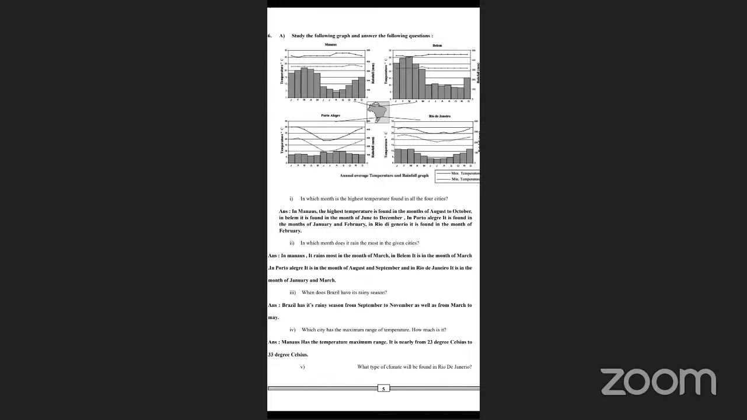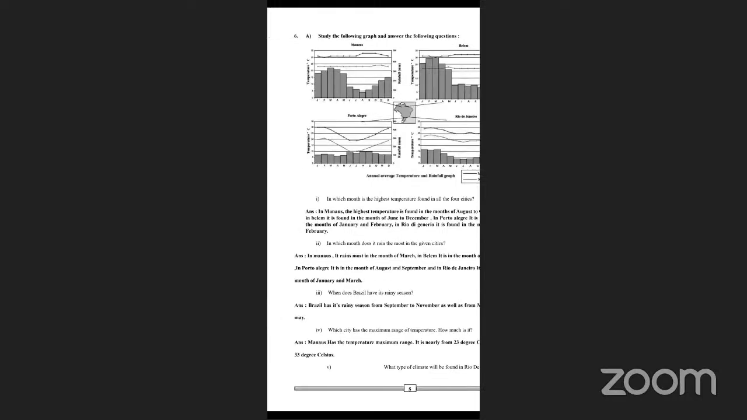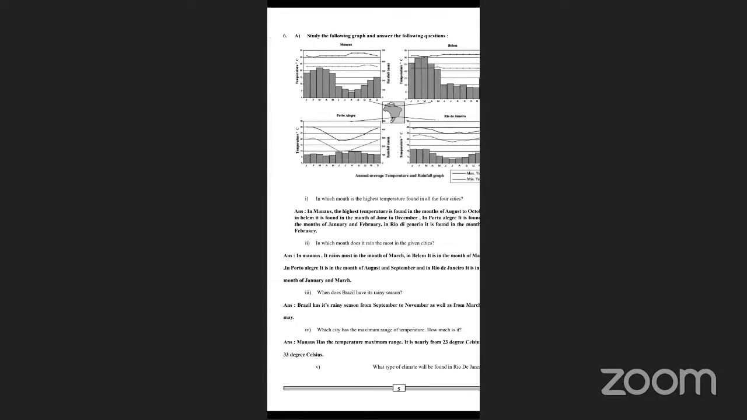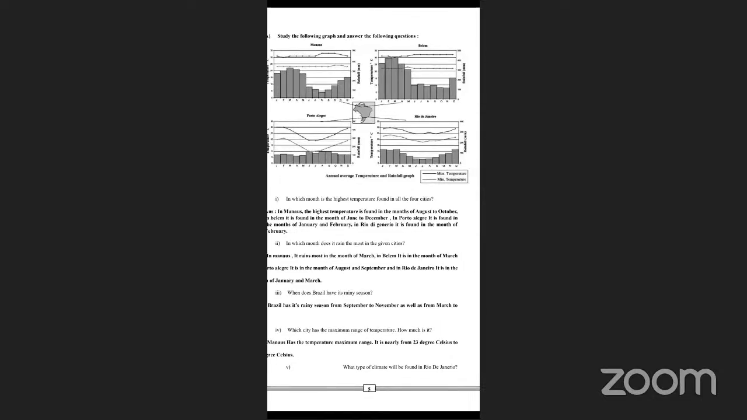Manaus has the maximum range of temperature, nearly from 23 degrees Celsius to 33 degrees Celsius, as it is a part of the equatorial region. Manaus is the only important city from the Amazon River basin, and due to the equator, the sun rays are almost perpendicular, and due to the humid condition, the range of temperature is from 23 degrees Celsius to 33 degrees Celsius. What type of climate will be found in Rio de Janeiro?